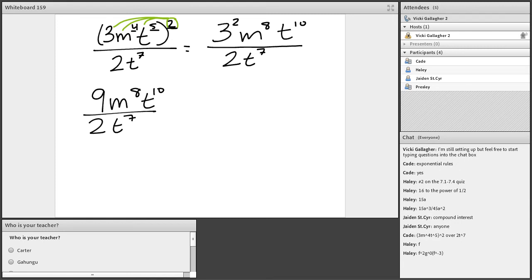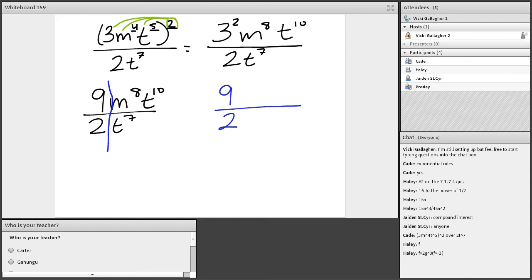We did a problem like this earlier, and we said, look at the numbers 9 over 2 and see if you can simplify those. And in this problem, they don't simplify. I can't think of a number that divides evenly into 9 and 2. So I'm just going to leave the 9 on top and the 2 on the bottom.